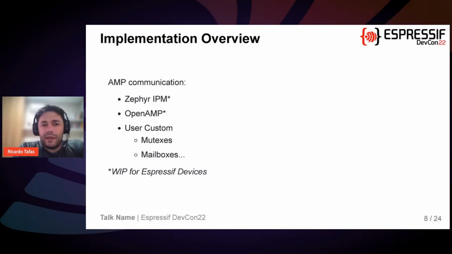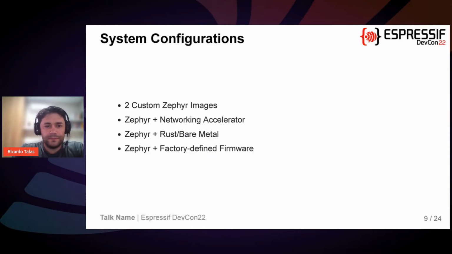So the targets that we have for communication between the asymmetric cores are the IPM, the standard libraries on Zephyr, OpenAMP using the Zephyr port for libmetal, or users can use whatever resources they want to exchange data, and we have then mutexes, mailboxes, and all of that. Just as a note, this is all still a work in progress from Espressif. The pull requests have just recently been merged.